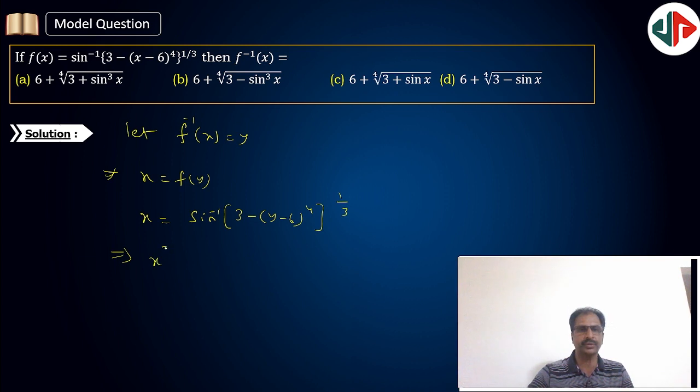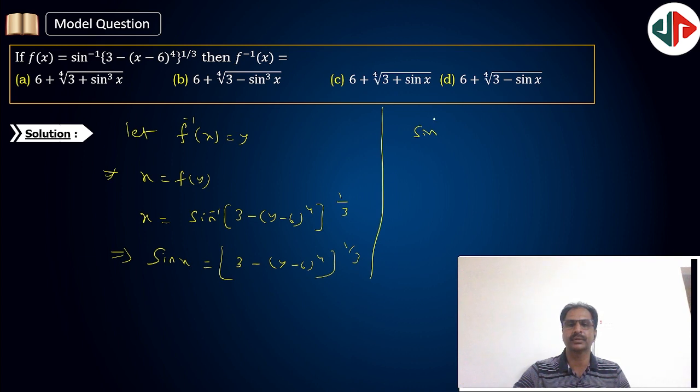For that, what will be x cube? Sorry, what will be sin x? If x is sin inverse of 3 minus (y minus 6) whole power 4, whole power 1 by 3, what will be sin x? Cube on both sides. So what will be sine cube x? That whole power 1 by 3 gets cancelled. So 3 minus.